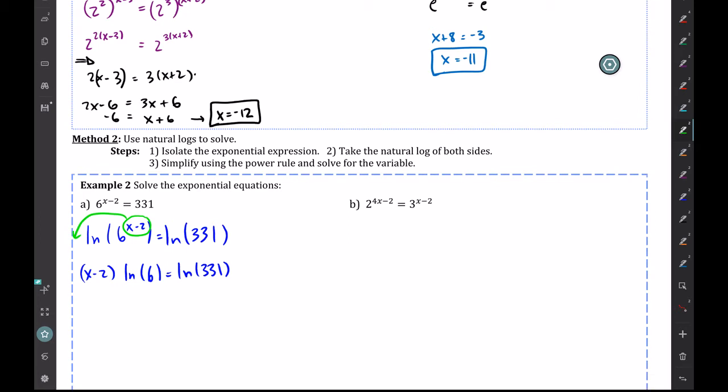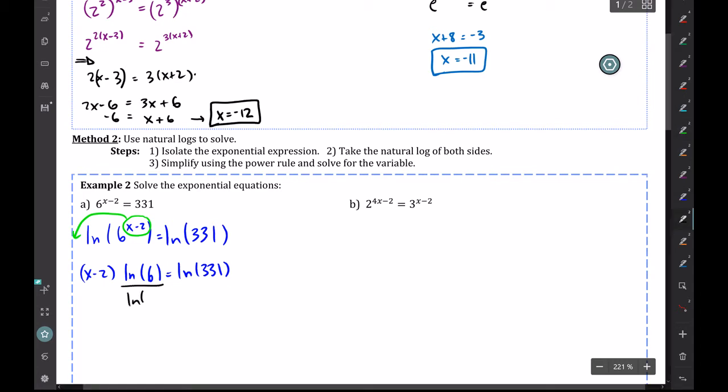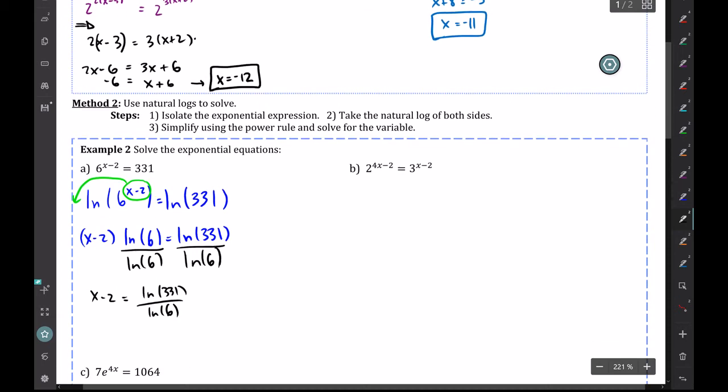And now natural log of 6 is a constant, so we can divide both sides by natural log of 6. And you should get that x minus 2 is equal to the natural log of 331 over the natural log of 6. So that means that x is equal to the natural log of 331 divided by the natural log of 6, plus 2. And that should be your final answer. You could simplify it down, but this is really the answer I'm looking for.